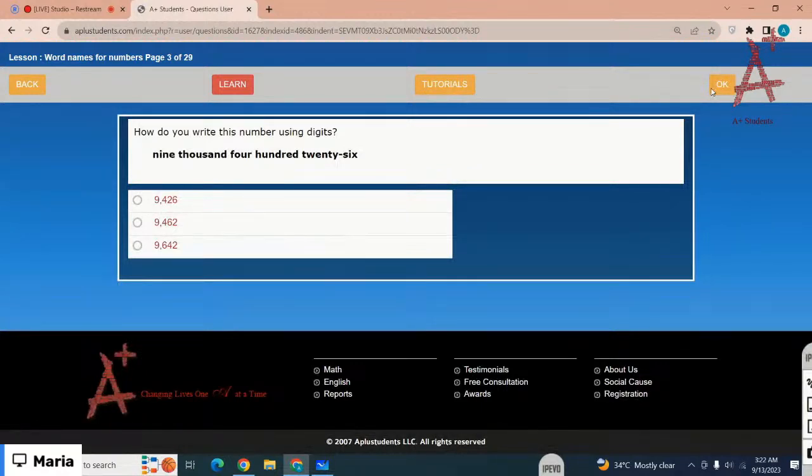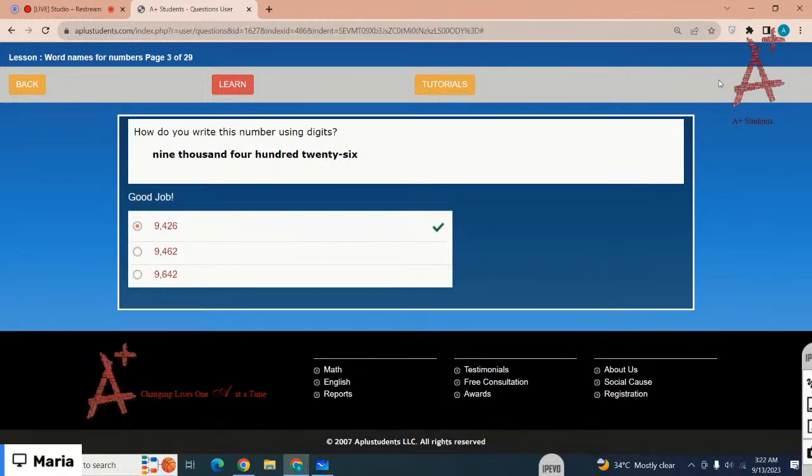How do you write this number using digits? 9,426, sorry. 9,426, which is the correct option? Nine is at the thousands position, 4 is at the hundreds position, then you have 26. 2 is at the tens position and 6 is at the ones, right? That is 9,426. Option number 1 is the correct option.